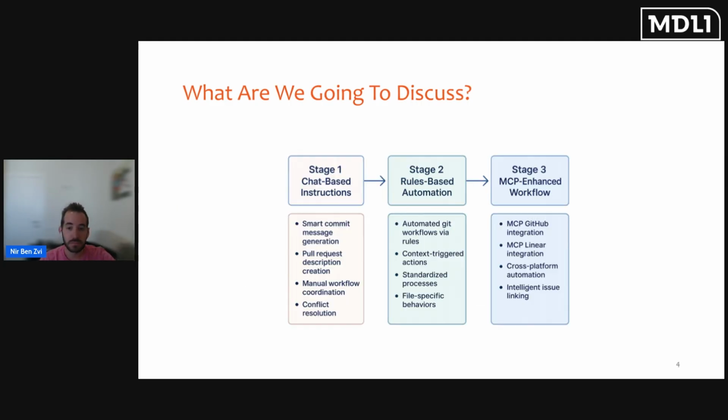So as I said, I'm going to gradually build and get to the flow that I'm using right now. So the first stage is going to be chat-based instructions inside Cursor, which gets us to a nice place, but it's not enough, I think. Then we're going to get to stage 2, which is using Cursor rules for rules-based automation, which gives us an almost end-to-end flow for pull request process. And finally, we're going to get to stage 3, which I call the MCP enhanced workflow, which gives us integration for GitHub and Linear using MCP, and also cross-platform integration between them.